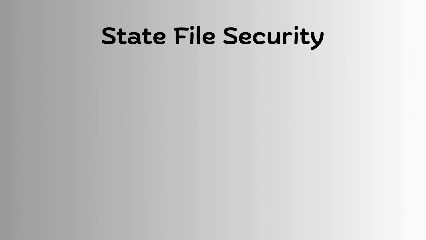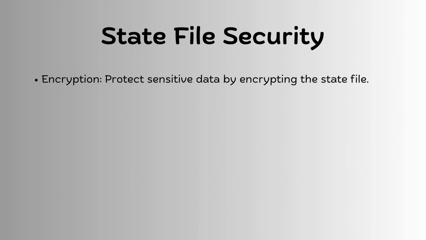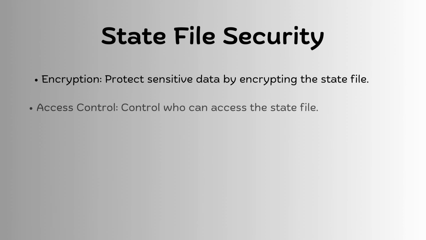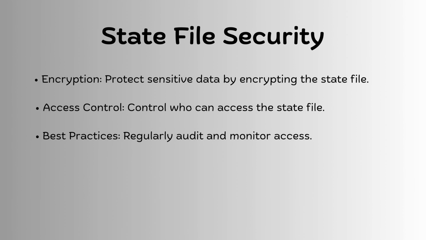Whenever you're working with a state file, you always want to make sure that you have it secure because it contains sensitive information. One way to protect it is by using encryption, which ensures that even if someone gains access to the file, they cannot read its content. Then you could also have access control, which would help you manage who can view or modify your state file. You could set permissions to ensure that only authorized users can make changes. You also want to follow best practices like regularly auditing and monitoring to keep track of who is accessing the state file to ensure that it remains secure.